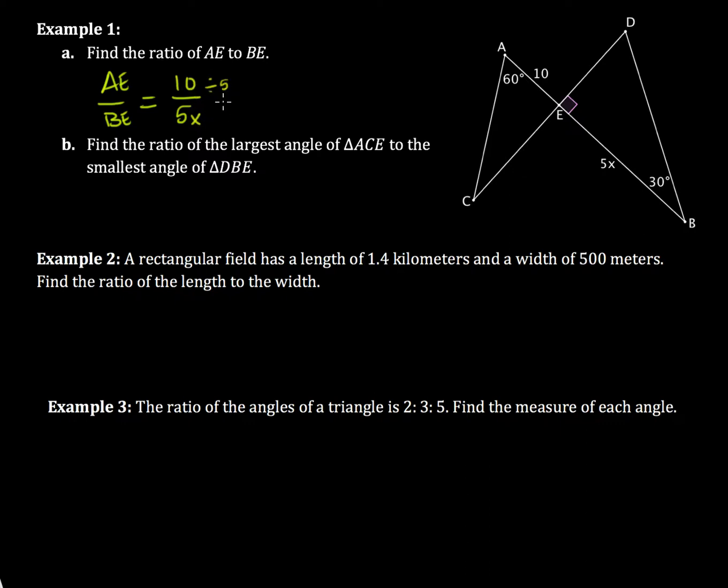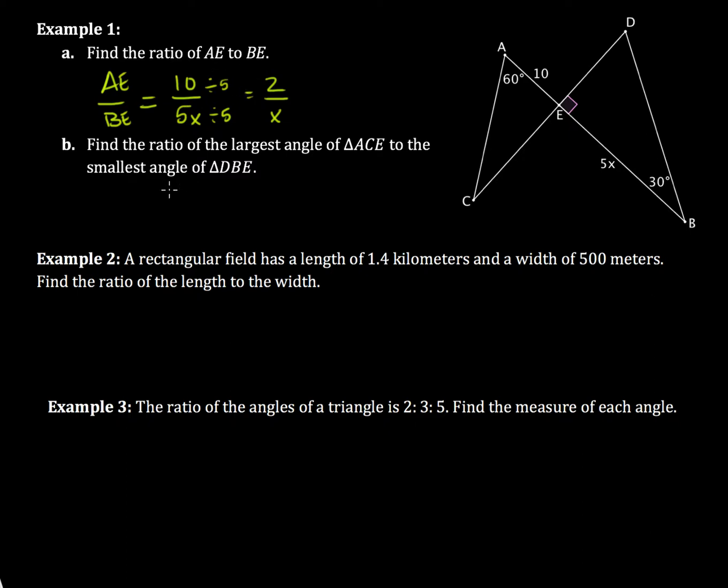So I'm going to look for something that I can divide both the numerator and the denominator by. And for this example, it's pretty clear. I can divide them both by 5. That's going to leave me 2 in my numerator. 5x divided by 5 will just give me x in my denominator. So 2 over x is my ratio of AE to BE.